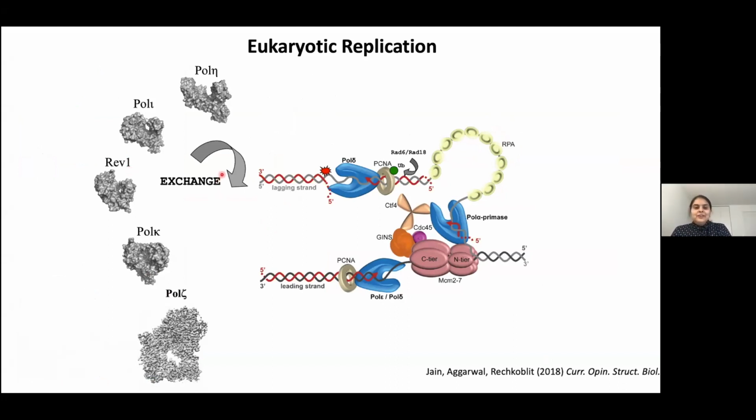So basically, Rinku gave a great introduction about high fidelity polymerases. What I'm going to talk about is when these high fidelity polymerases encounter DNA damage. These are then replaced by highly specialized Y family polymerases, which are mostly single subunit polymerases, and then DNA polymerase Zeta, which is a multi-subunit polymerase, similar to DNA polymerase delta. So we're going to talk about polymerase Zeta today.